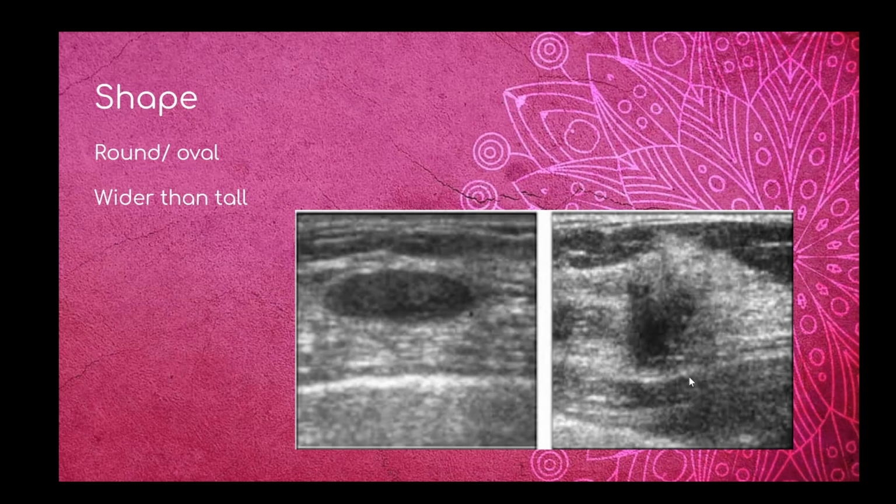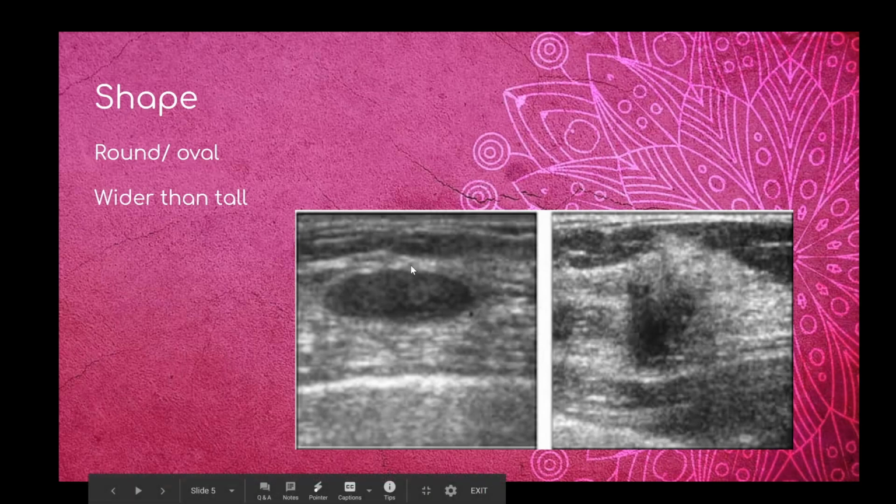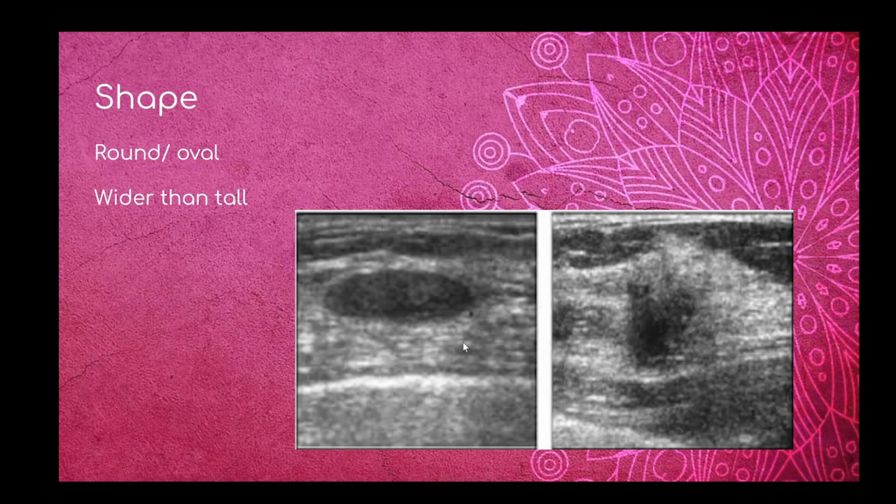And then the shape. What is the shape that the lesion is taking on? Is it round or oval? That's most likely benign. Is it wider than tall? Also most likely benign. Now when we talk about wider than tall versus taller than wide, which leans malignant, wider than tall means that the widest portion, like this one here, is parallel with the breast tissue. It runs with the breast tissue. So this one is definitely wider than tall.